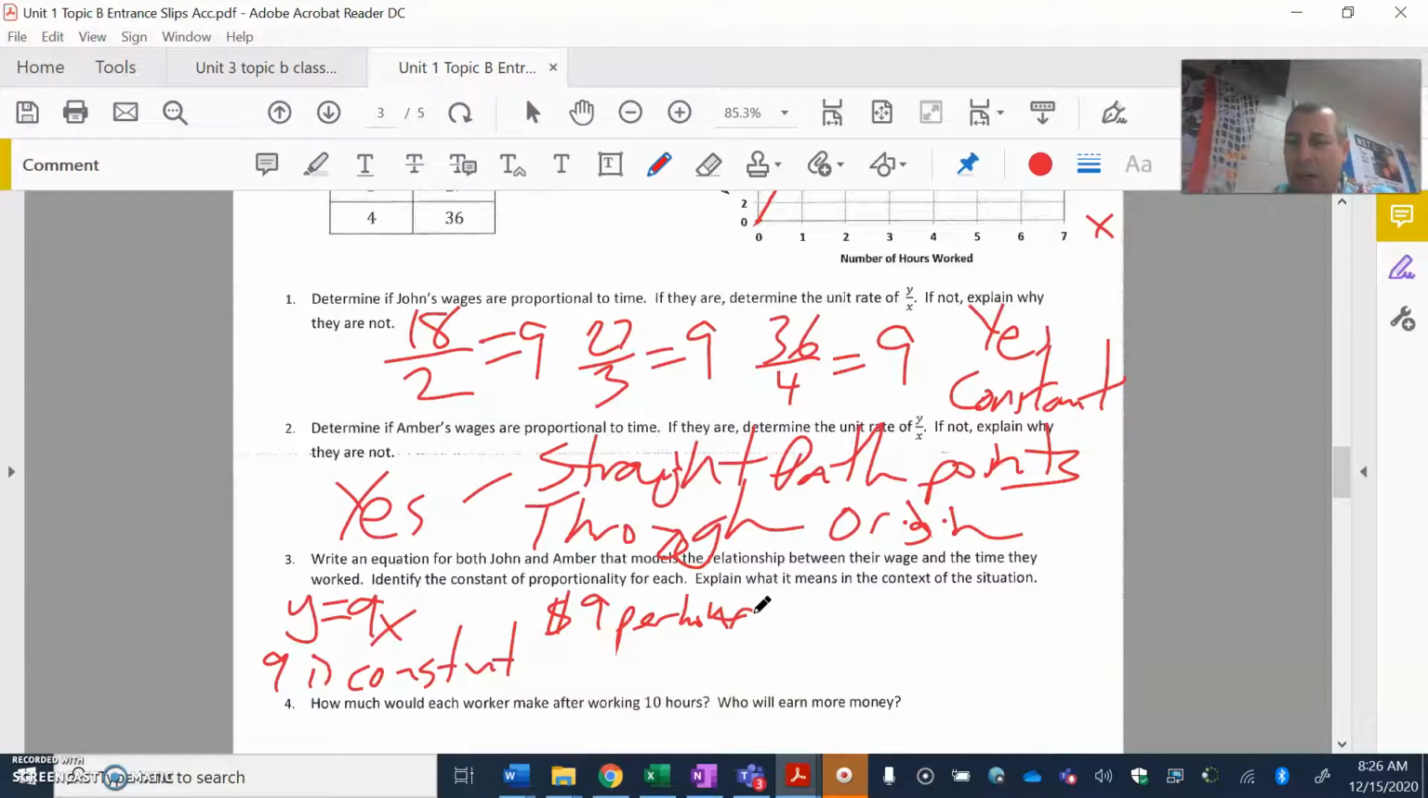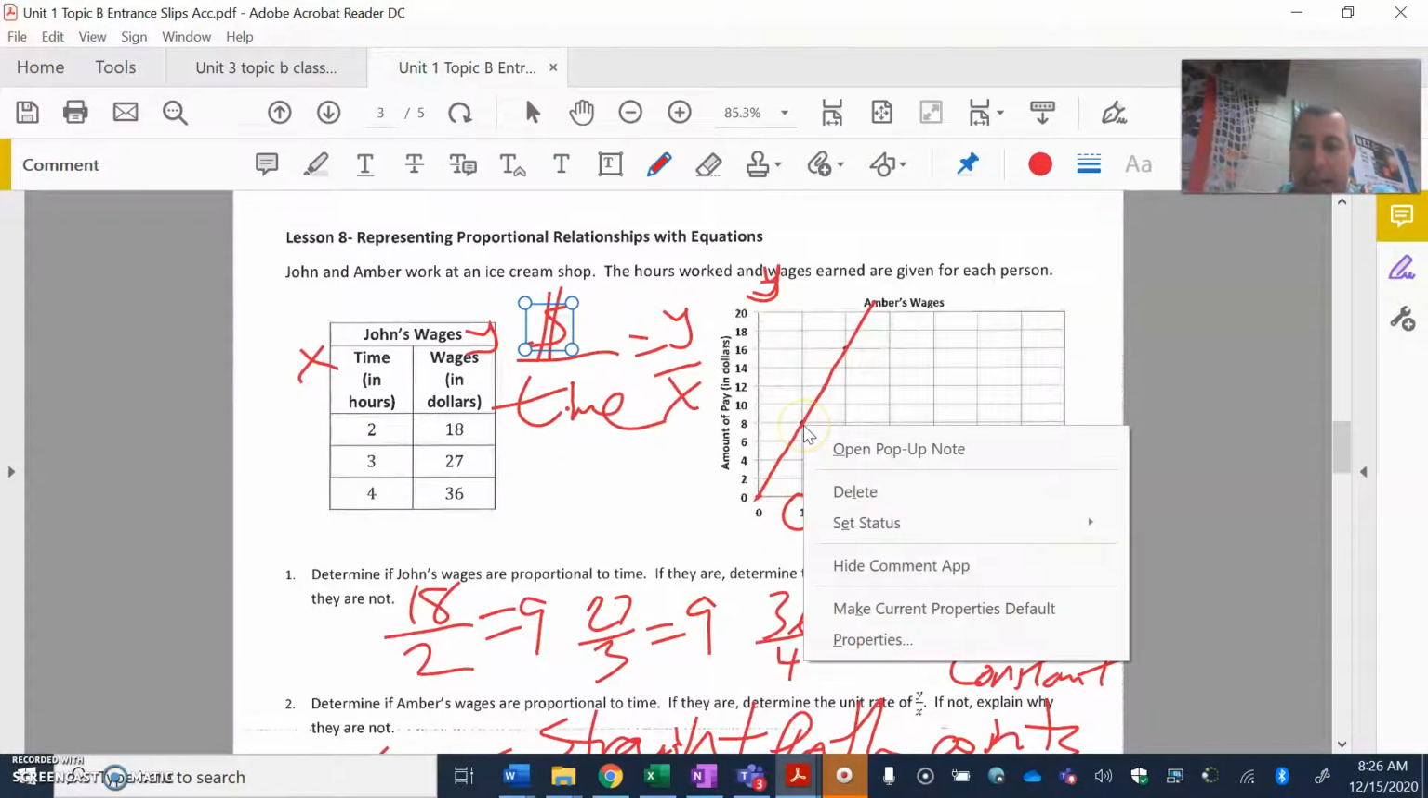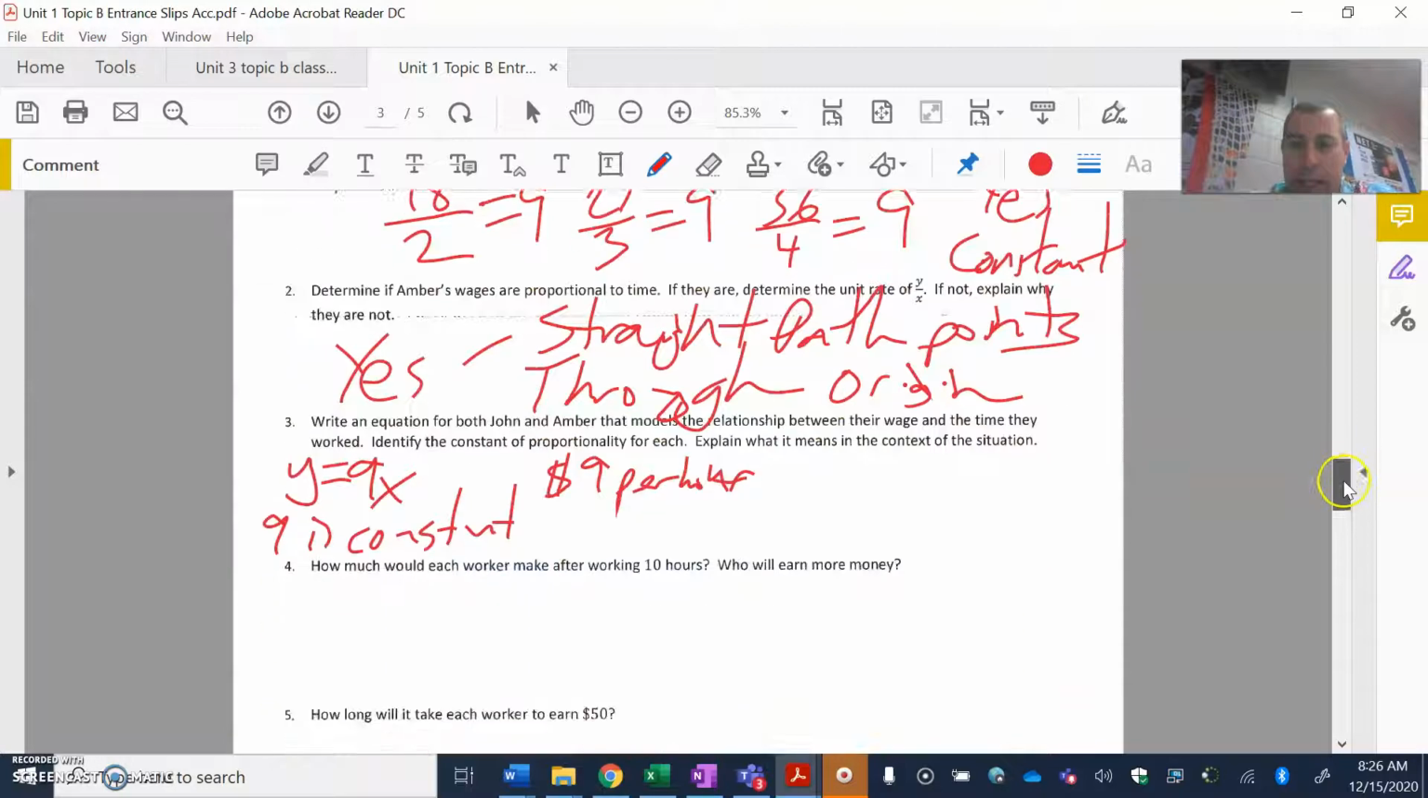All right, so let's get on over here to Amber. The nice thing about Amber is, look at that, hours worked, 1. So if I go right up, it's at the 8. So there it is. There's my unit rate.